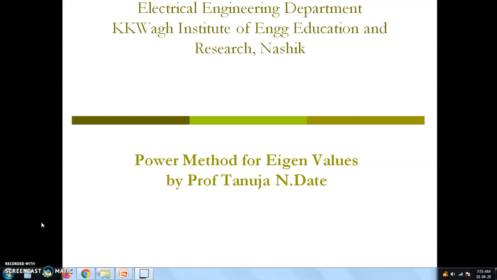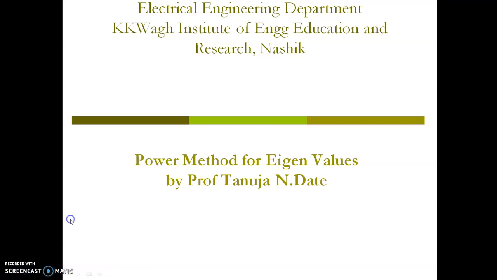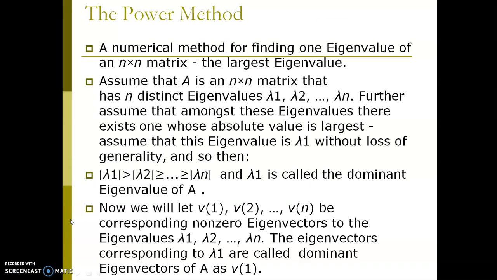Let us learn today the power method for eigenvalues. These eigenvalues are important for understanding the stability of any given system. Once we obtain the characteristic equation, we can usually find eigenvalues and then the corresponding eigenvectors, and we can comment on the stability of the system.